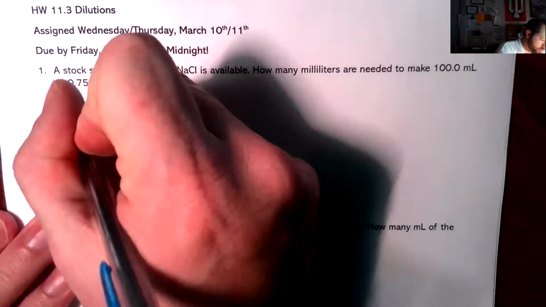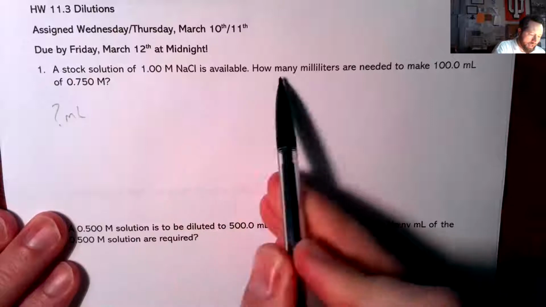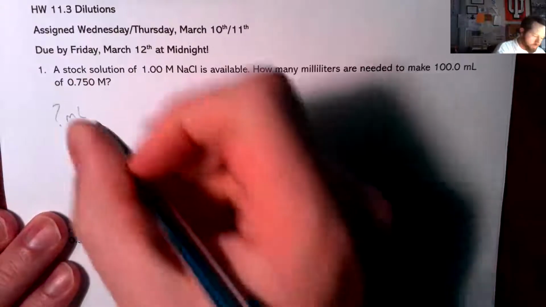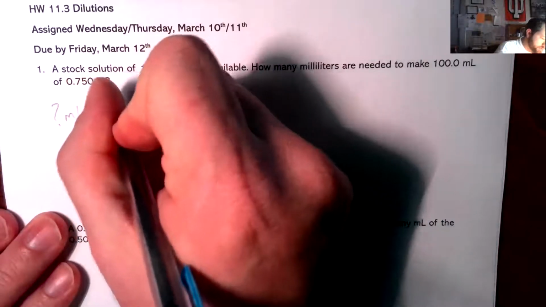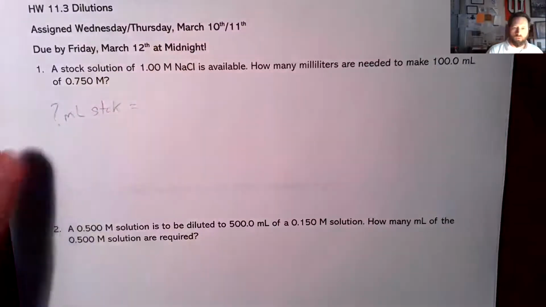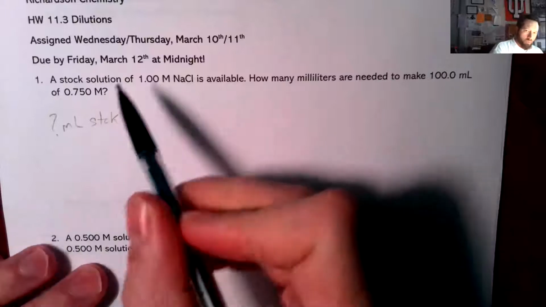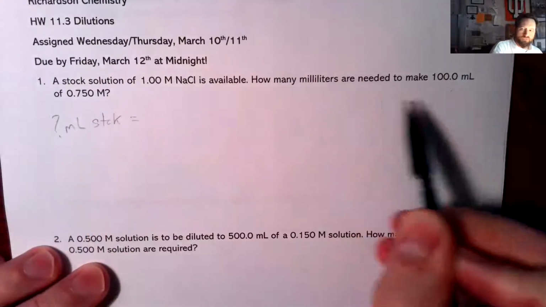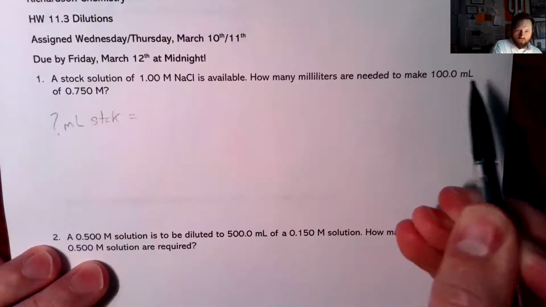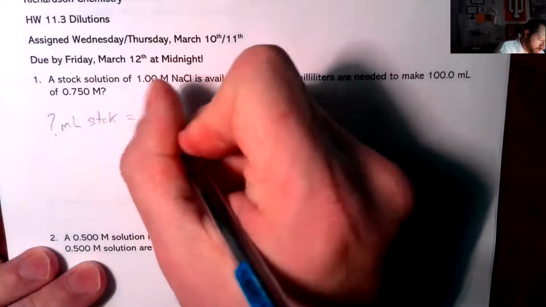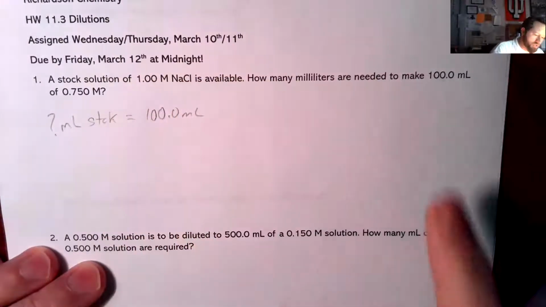Okay, so they tell us right off the bat we are looking for how many milliliters of our stock solution. So that's what we're going to start with, question mark, stock solution. We have three numbers, and only this one has the single unit. So I'm going to start with that, my 100 milliliters.